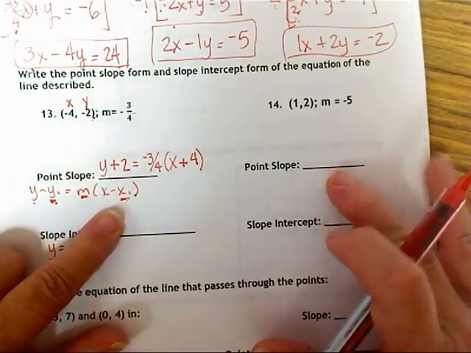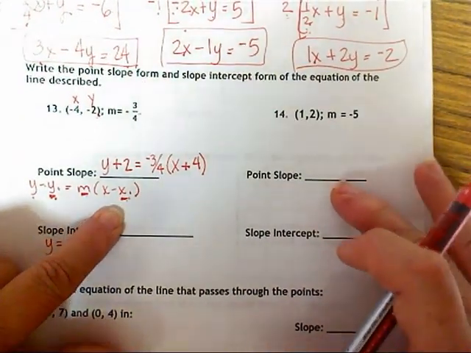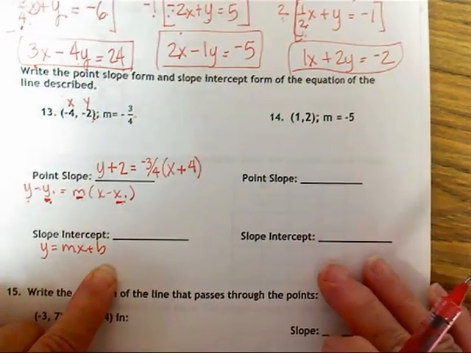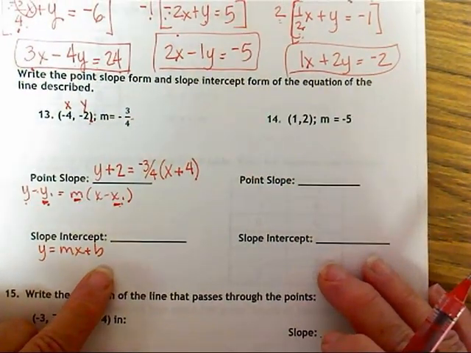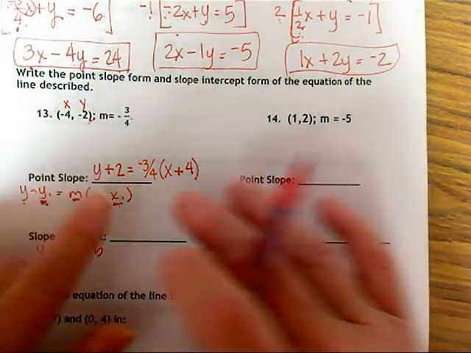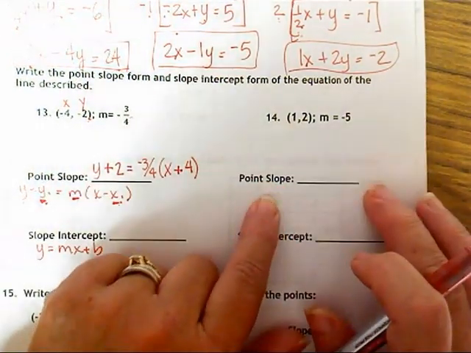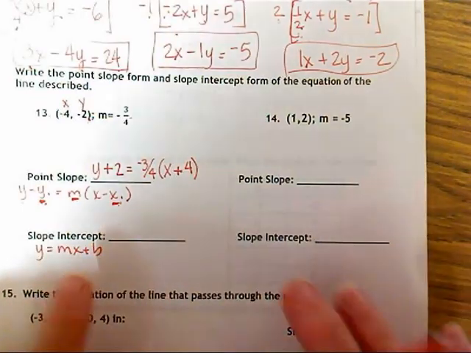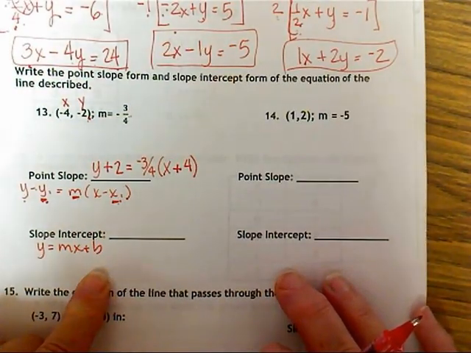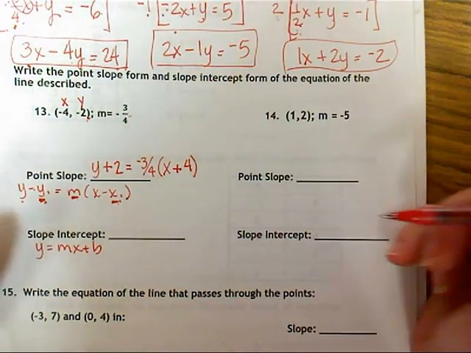I'm going to go ahead and do this one in slope-intercept form first. I'm sorry, I think I just said that wrong. This is point-slope form, and I'm going to do this one in point-slope form, and then we'll put both of them into slope-intercept form. I apologize about that.